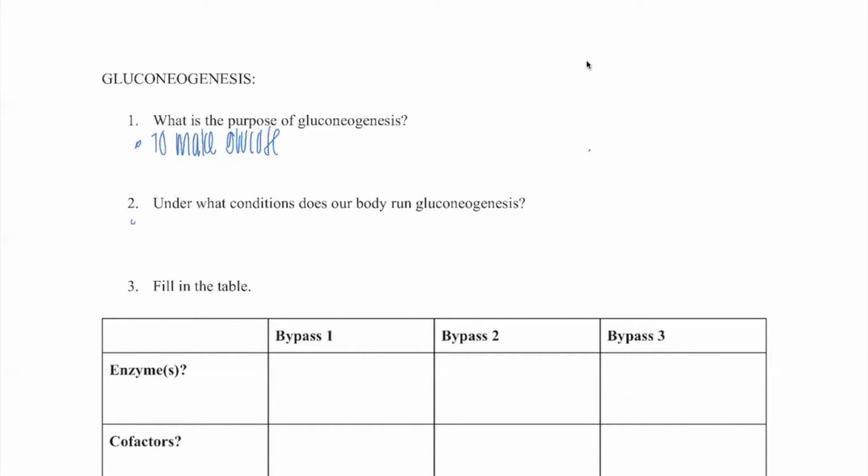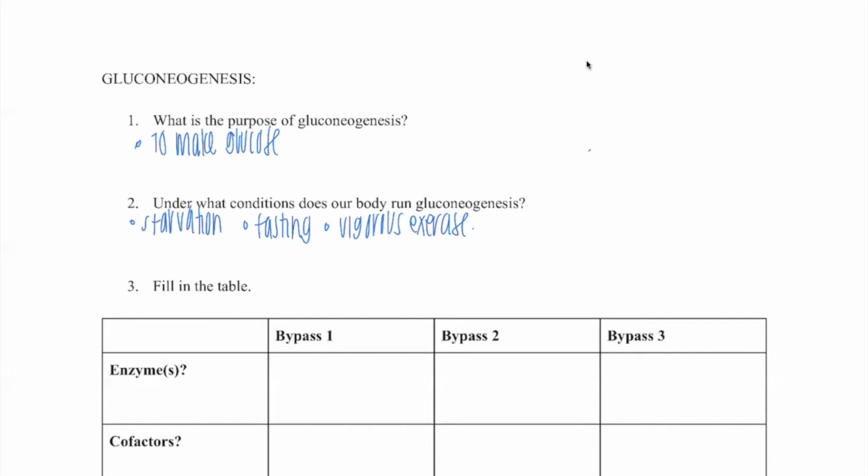So for question 2, under what conditions does our body run gluconeogenesis? Right, if we're making glucose, we're usually going to have low blood sugar because we need to make glucose, right? And when does our body have low blood sugar? That is when we are undergoing starvation, undergoing fasting, and undergoing vigorous exercise, right? You're only going to make glucose when your body does not have glucose, right?